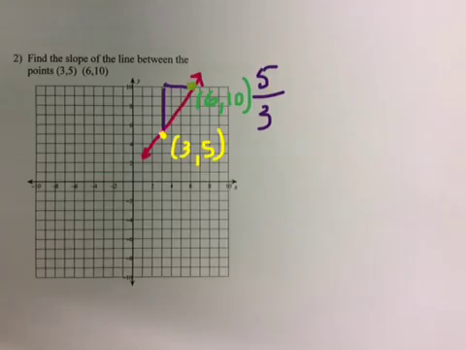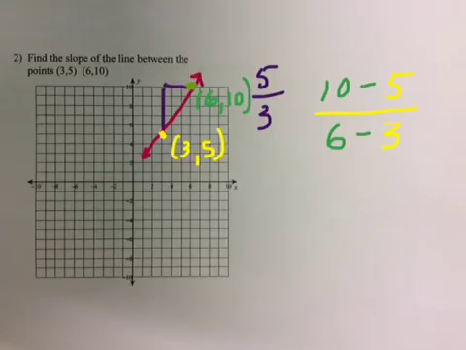Okay. Now, if I want to know the difference between two numbers, I subtract them. So what I'm going to do is I'm going to subtract my y's. I'm going to go 10 minus 5 and put that over the difference in my x's. So the difference in my x's would be 6 minus 3.